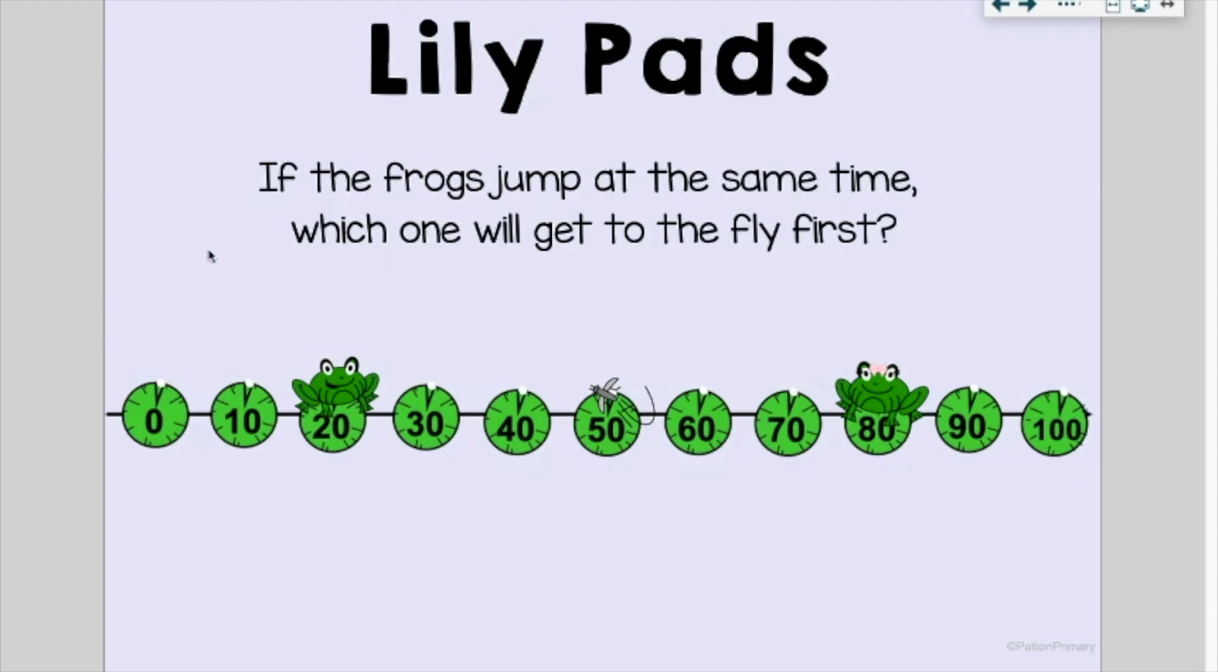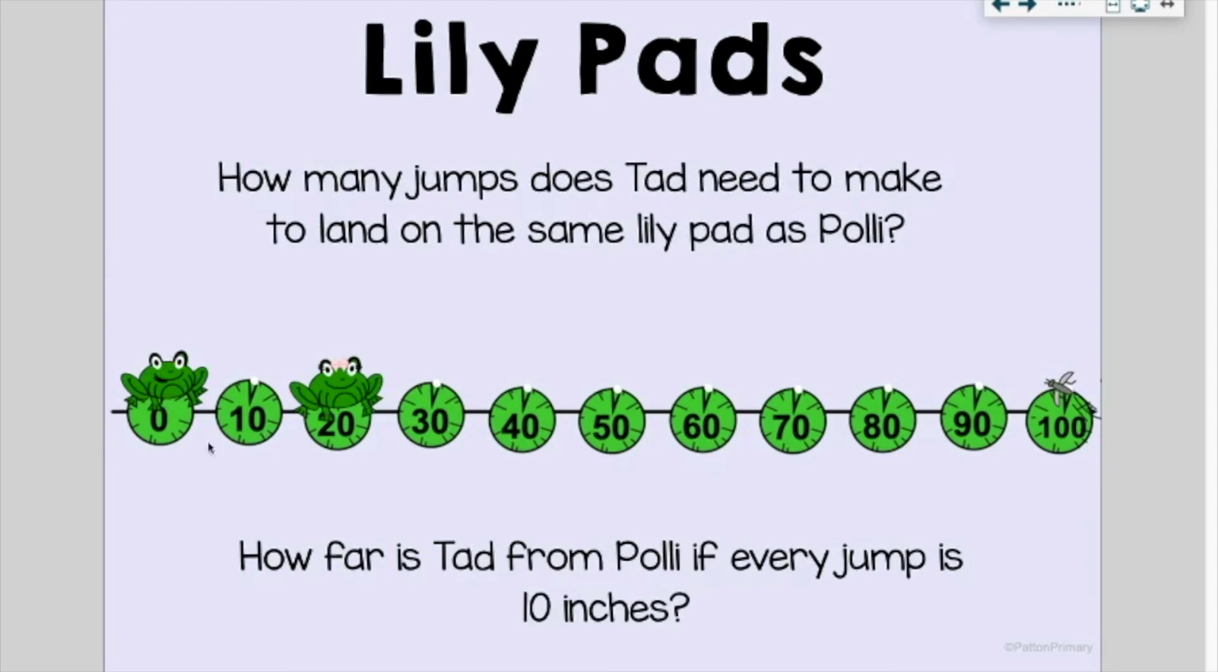Well, let's try it. I can't jump them at the same time, but I can jump them one at a time. Tad makes his jump, Polly takes a jump. Tad makes a jump, Polly takes a jump. And then Tad makes a jump, Polly makes a jump. So they got there at the same time. Notice how they're in different spots now, different lily pads. And we're still going from 0 to 100.